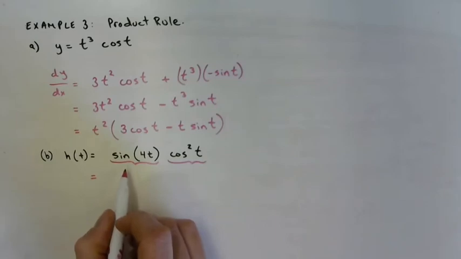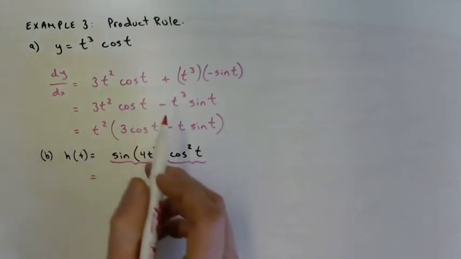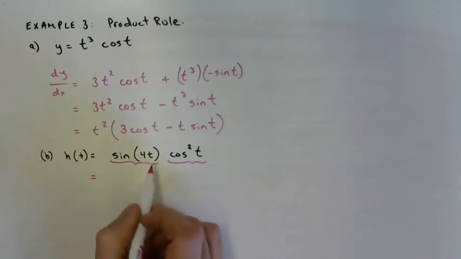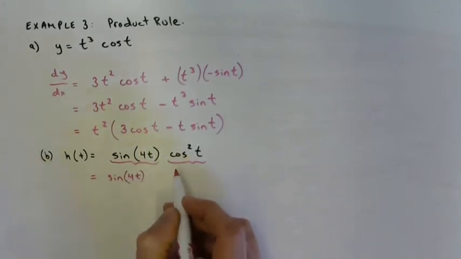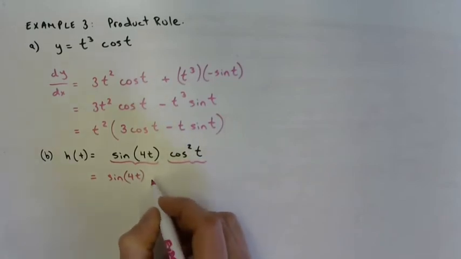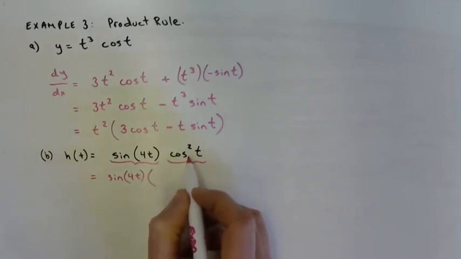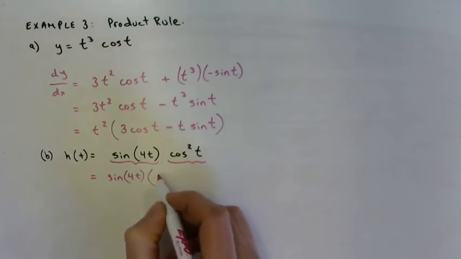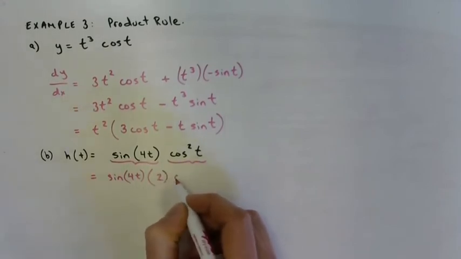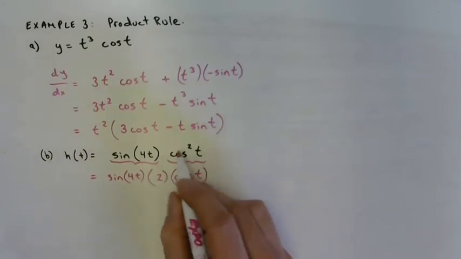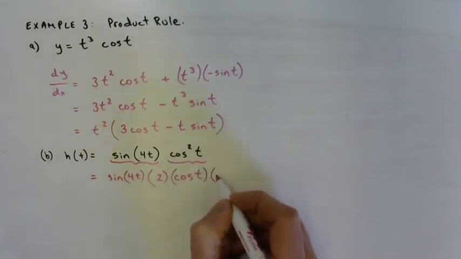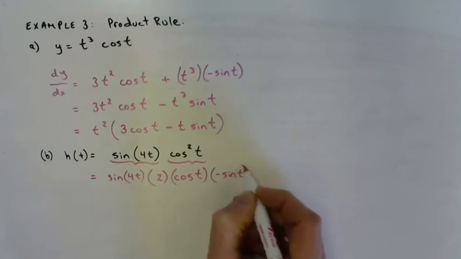We're just going to copy down. I'm going to do it the other way this time, as it makes no difference really which way you do it. I'm going to just copy down the first one and take the derivative of the second one. So the derivative of the second one means taking the derivative of the outer with respect to the inner. That would be 2 times the cosine of t, and then times the derivative of the inner. The derivative of cosine of t is negative sine t.